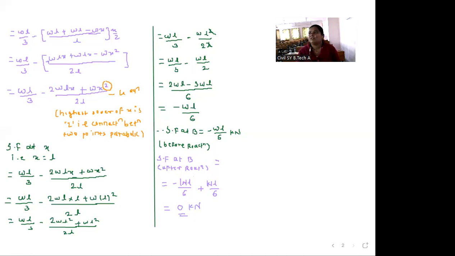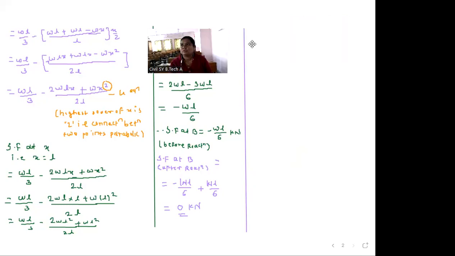And last, we will find out where the shear force is 0 at X. Where the shear force is 0, at that point the bending moment is maximum. So we will find out this point. So the next step: the shear force is 0 at X distance. We will assume the shear force is 0 at X distance. So for this, we will take our general equation.